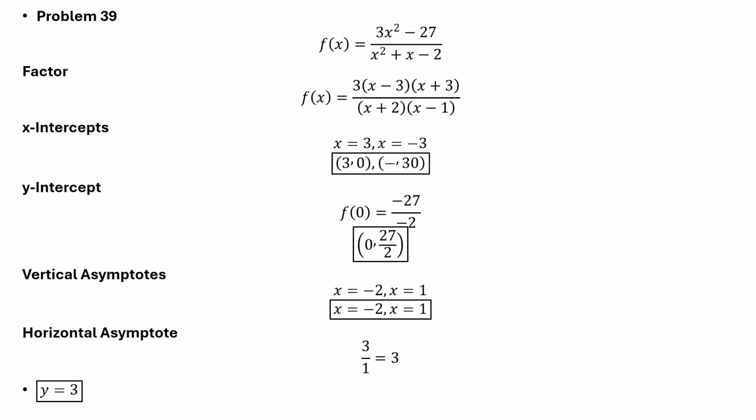Factoring reveals x-intercepts at positive and negative 3. The denominator gives vertical asymptotes at negative 2 and 1. Because both polynomials have degree 2, the horizontal asymptote is y equals 3.